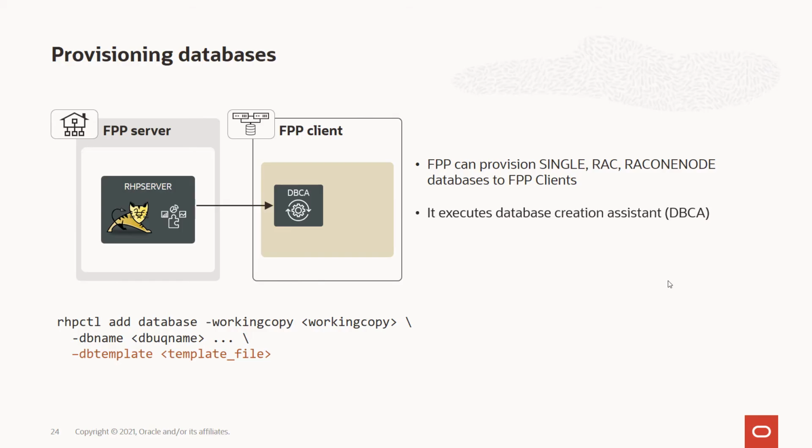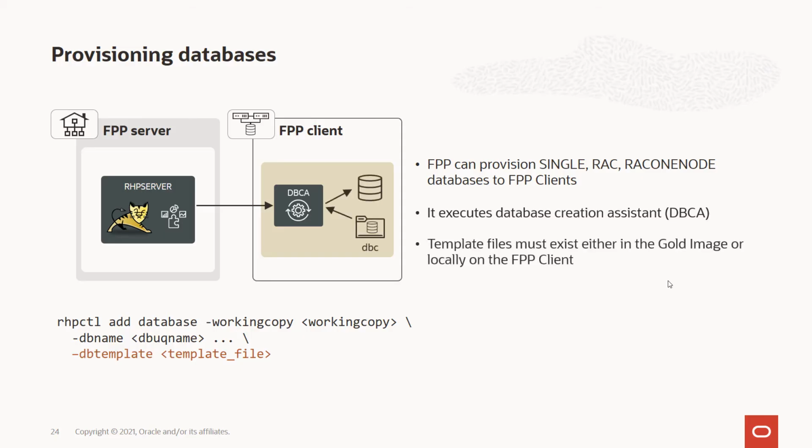And the template itself might be stored either in the gold image itself or locally on the FPP client, okay? So if you want to have the template on the FPP server, you have to create the image with this template embedded inside it. If you don't have this template inside the image, then you have to create the template file on the client itself and specify the path to the FPP server that will use it and run the DBCA with the template file.